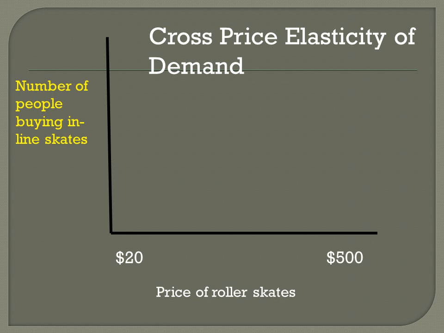If the price of regular roller skates goes up by 10% and the demand for inline skates goes up by 22%, we need to be able to determine the cross-price elasticity. We simply take the 22%, divide by 10, and we get a cross-price elasticity of positive 2.2. The positive number shows these products are competitive. It's not only a positive number, it's a fairly large positive number, which shows a high degree of substitutability.